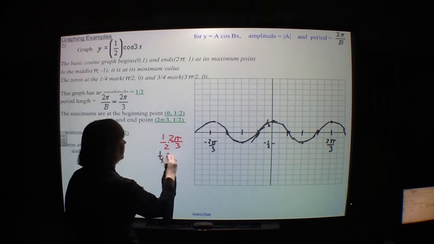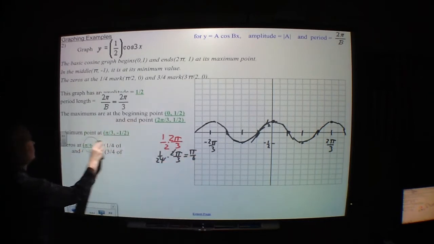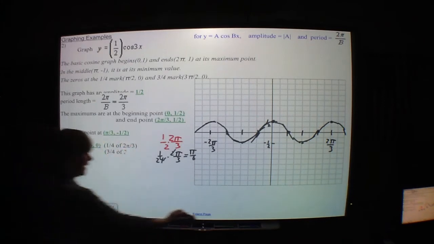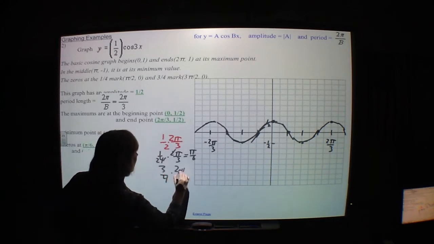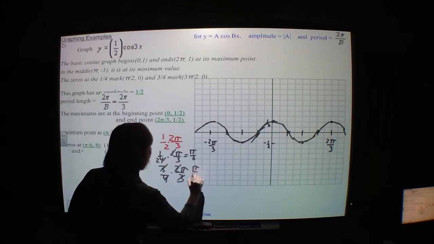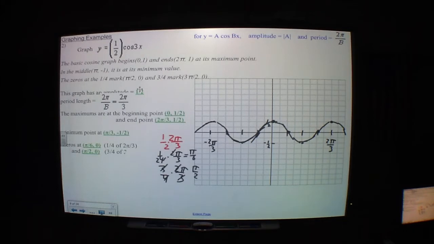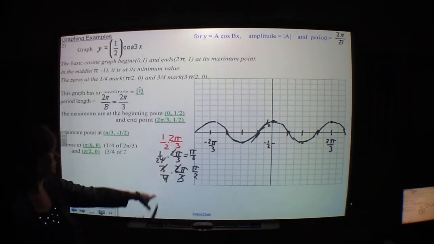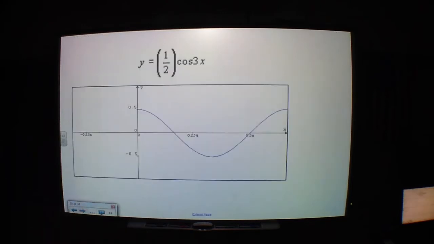And 1/4 of a period, which is π/6. So (π/6, 0). And 3/4 of a period. Again, 3's cancel out 2's, so this ends up to be π/2. So (π/2, 0). That's why I want you to remember halfway, 1/4 of the way, because 1/4 of means multiply, 3/4 of means multiply. There's my graph.